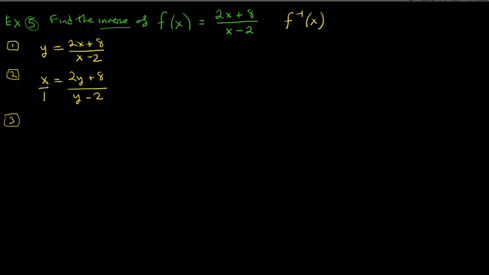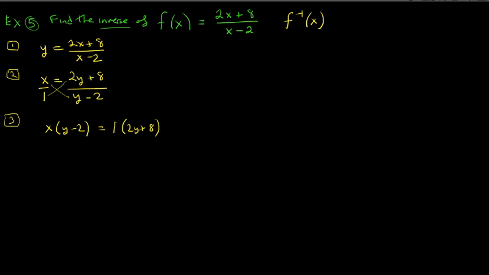So the easiest thing to do here is just cross multiply. Multiply x times y minus 2. And that's going to equal 1 times 2y plus 8. So just cross multiply, and you should get this. Remember, we're not solving for x, so don't just divide by the y minus 2. You'll end up back where you started. We want to solve for y.